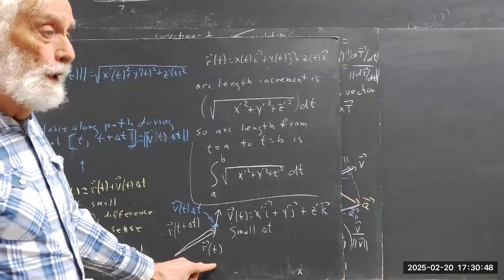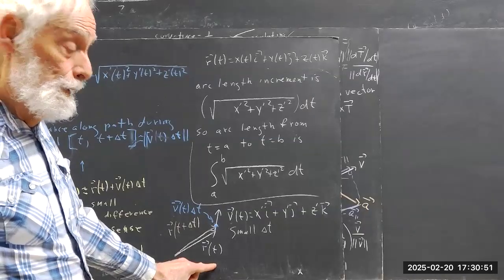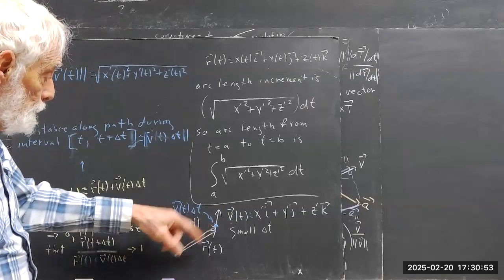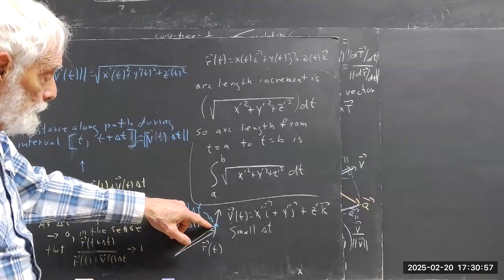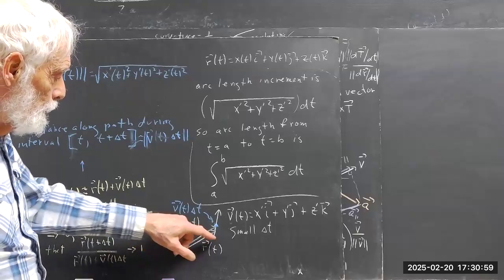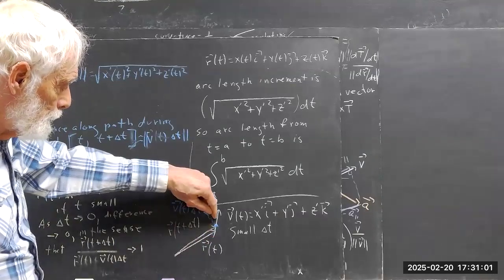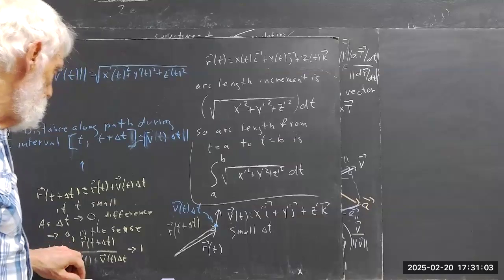If our velocity decreases, then we're not going to move as far, so that our r of t plus delta t will come up short of our r of t plus v of t delta t vector.